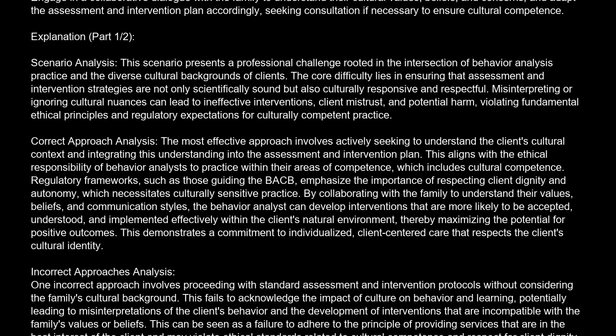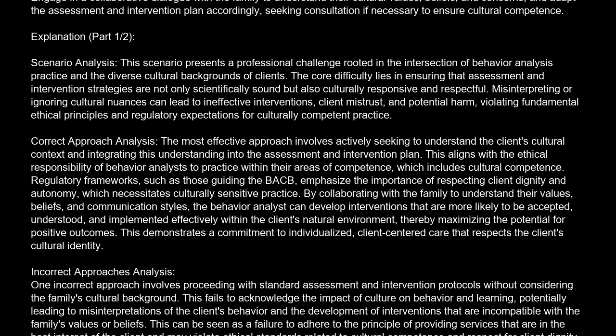Correct approach analysis. The most effective approach involves actively seeking to understand the client's cultural context and integrating this understanding into the assessment and intervention plan. This aligns with the ethical responsibility of behavior analysts to practice within their areas of competence, which includes cultural competence. Regulatory frameworks, such as those guiding the BCBA, emphasize the importance of respecting client dignity and autonomy, which necessitates culturally sensitive practice.